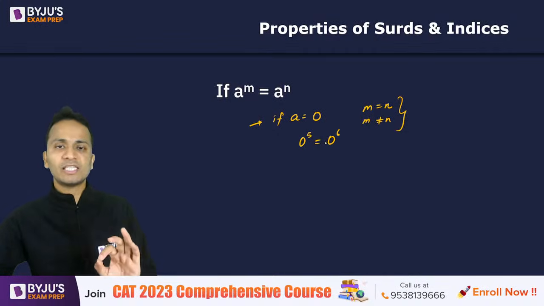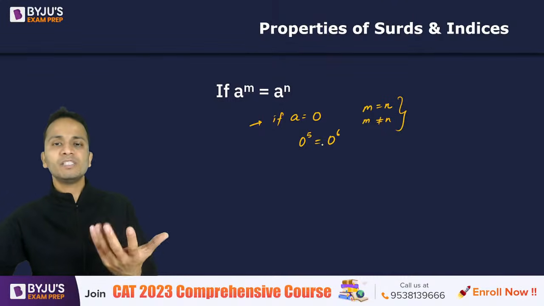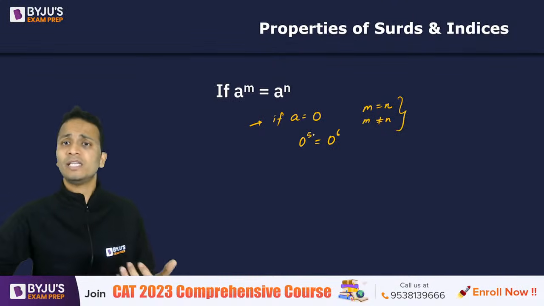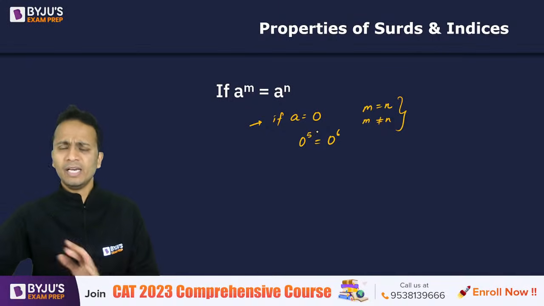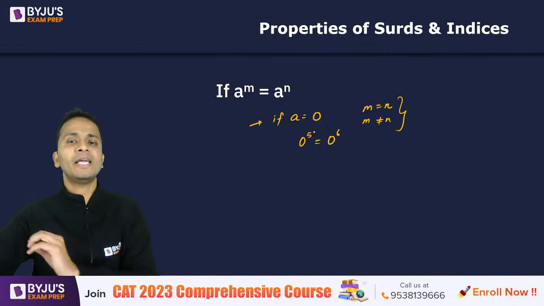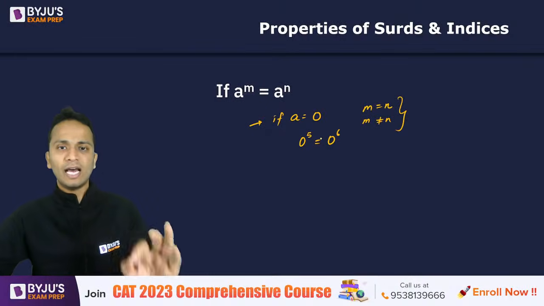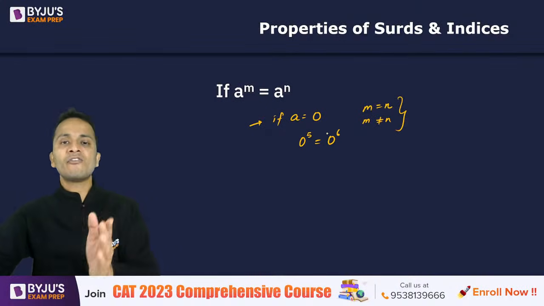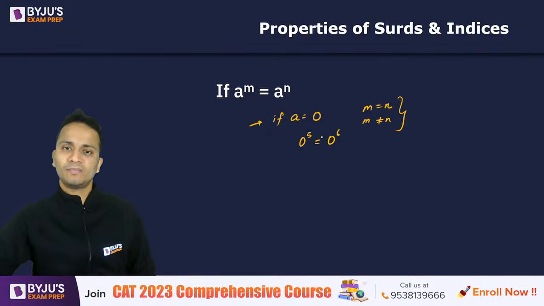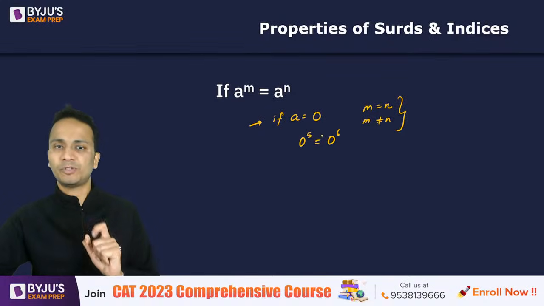Okay? It's just that you need to take care that M and N की value 0 नहीं होनी चाहिए. Power 0 नहीं होनी चाहिए. If A is 0, then the power cannot be 0. Okay? Other than that, M and N can take any random values and both left hand side and right hand side will be equal. Okay? So this is the first exception.